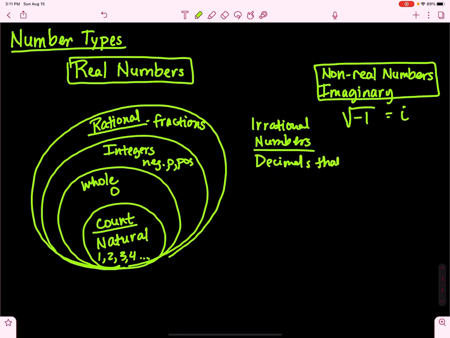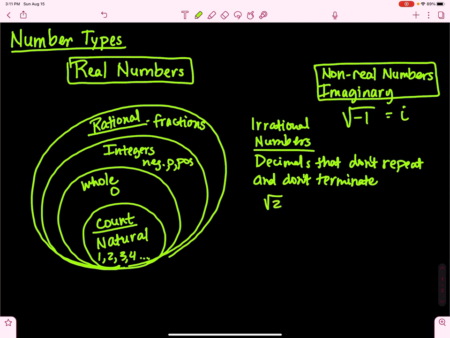Decimals that don't repeat. In other words, if you think about 1/3, 1/3 is 0.333333333. Those are repeating decimals because the same number repeats over and over. So these are decimals that don't repeat. They don't have that feature, okay? So decimals that don't repeat and don't terminate. So they go on forever, is what I'm saying. So a good example of a non-repeating, non-terminating decimal would be something like the square root of 2, pi, etc.